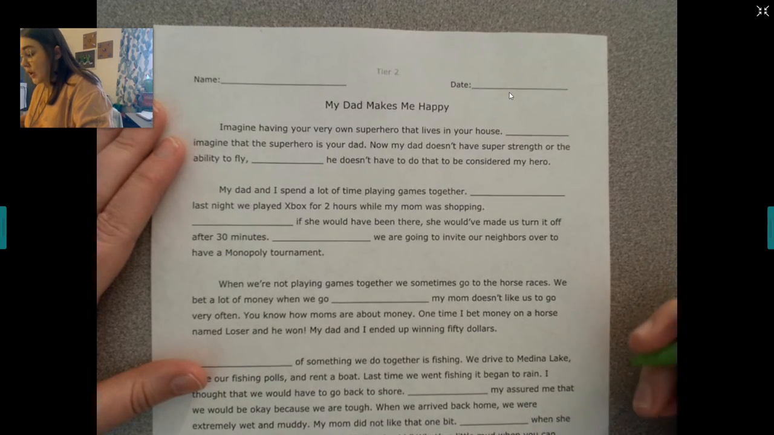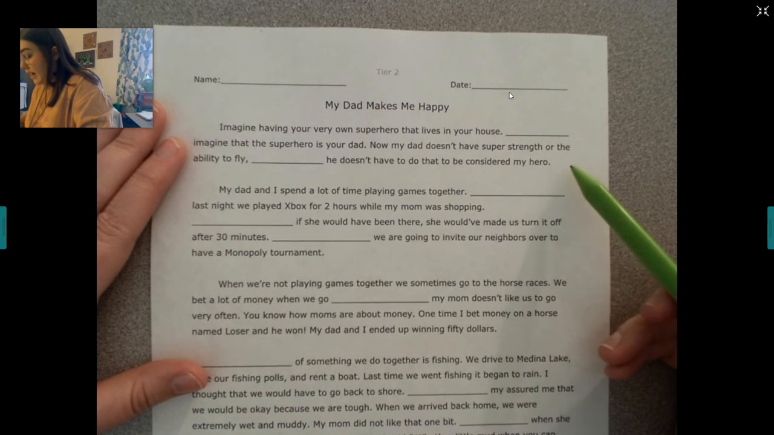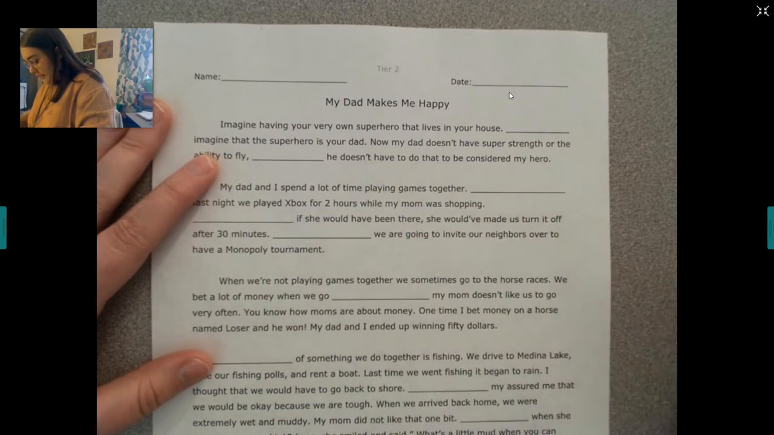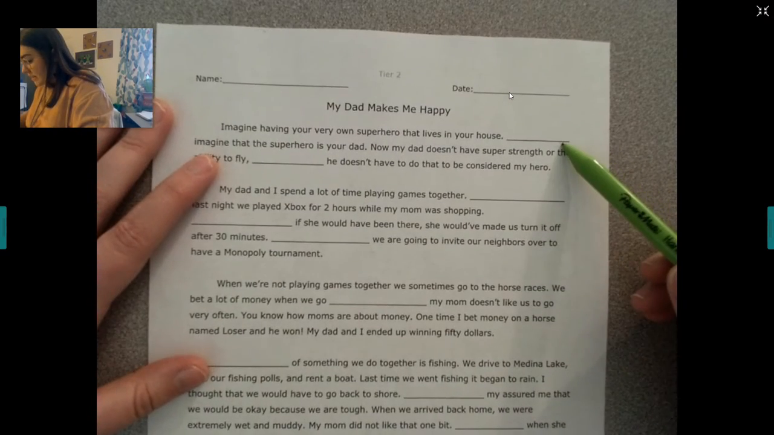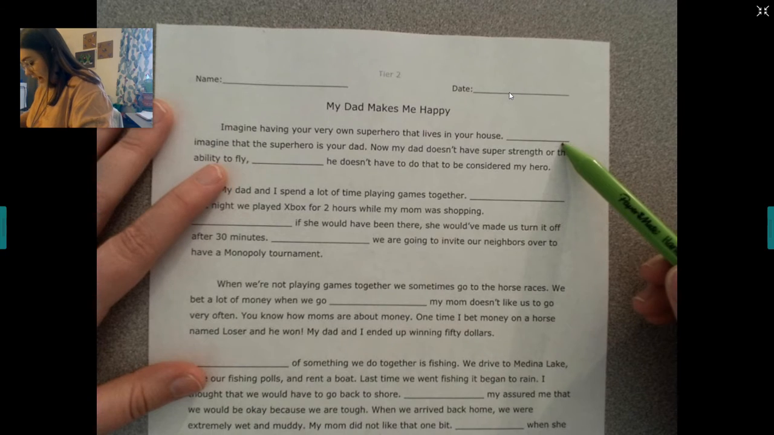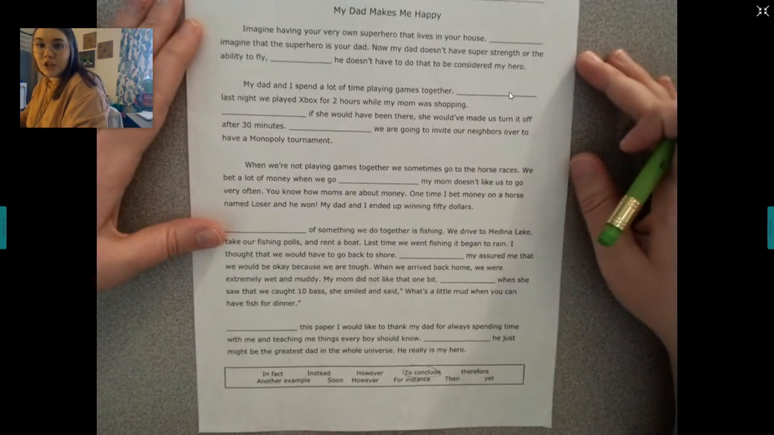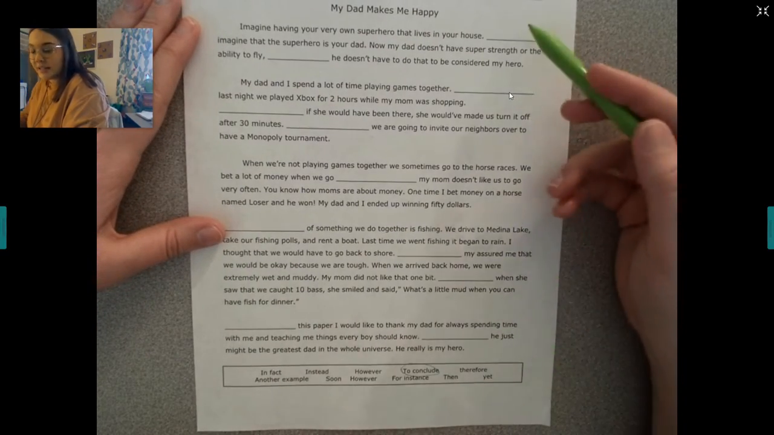Imagine having your very own superhero that lives in your house. Blank, imagine that your superhero is your dad. Should I say, in fact, imagine that your superhero is your dad? Instead, however, what do you think that I should do? Which transition word do you think I should put in that sentence? Look down here and see.